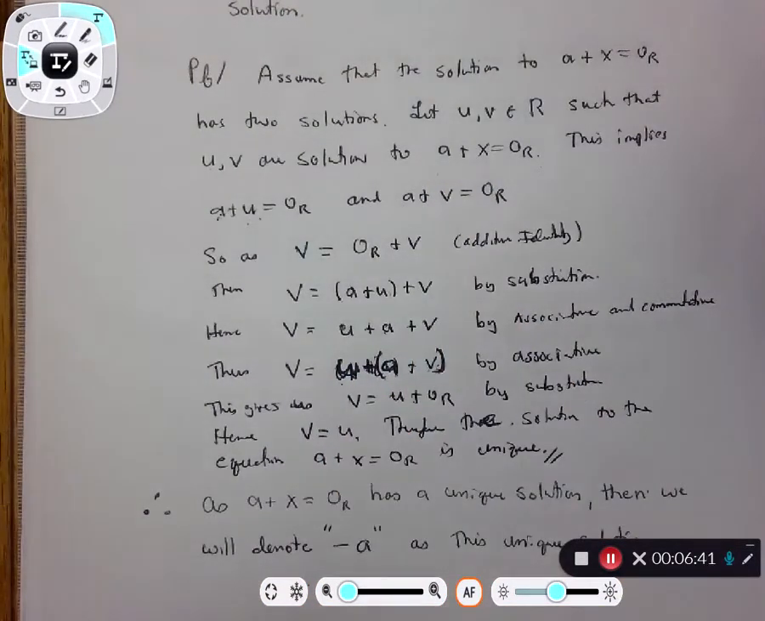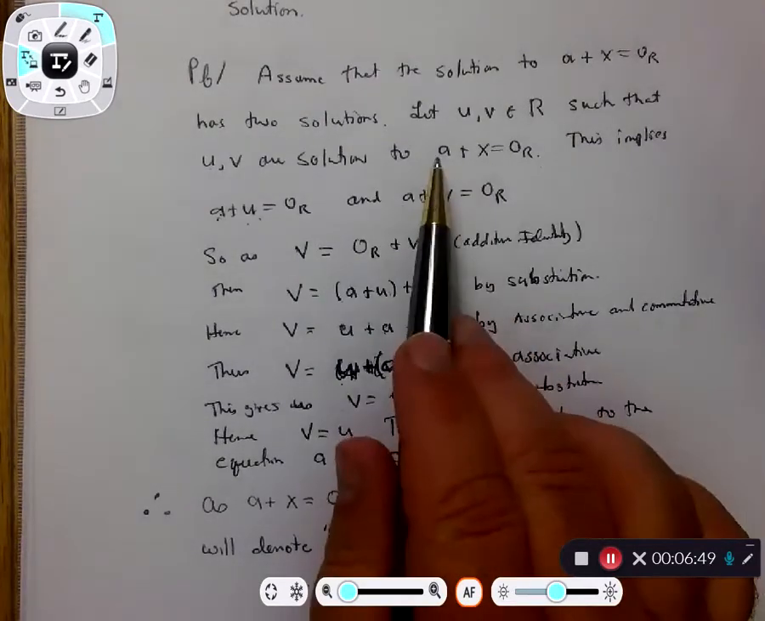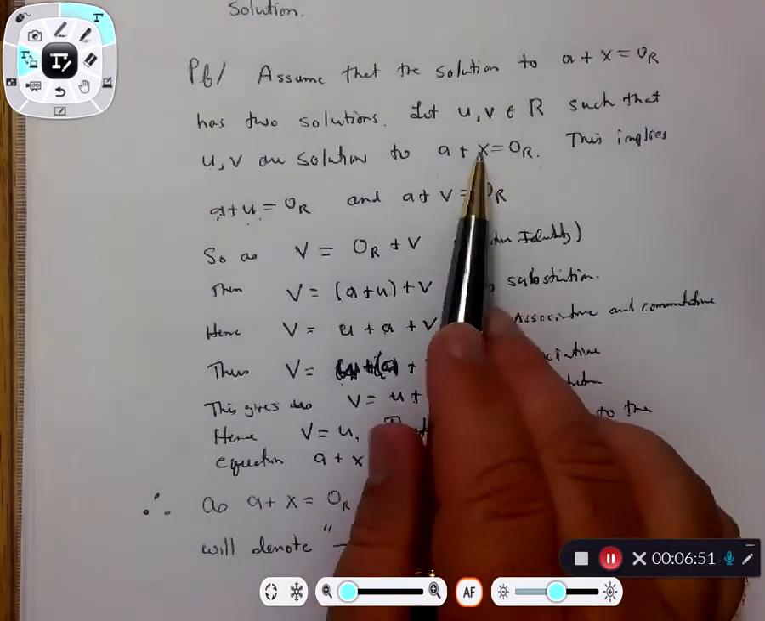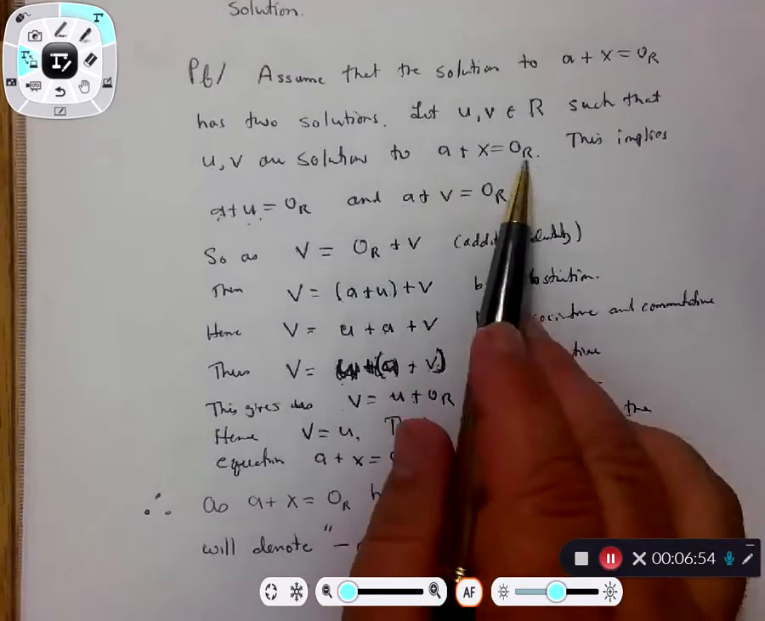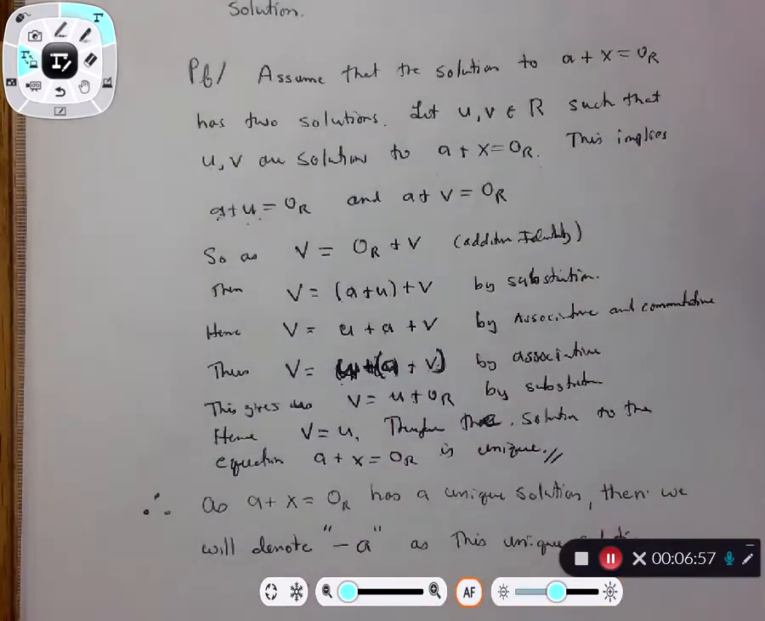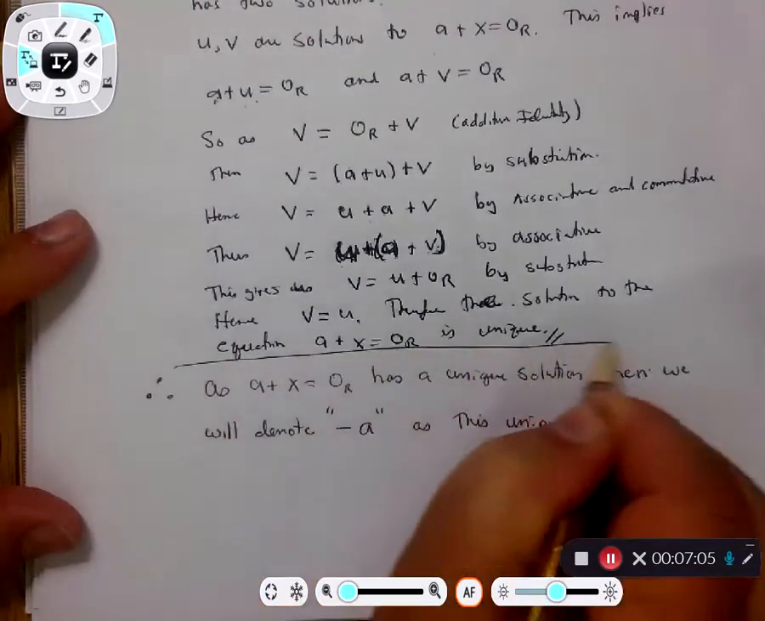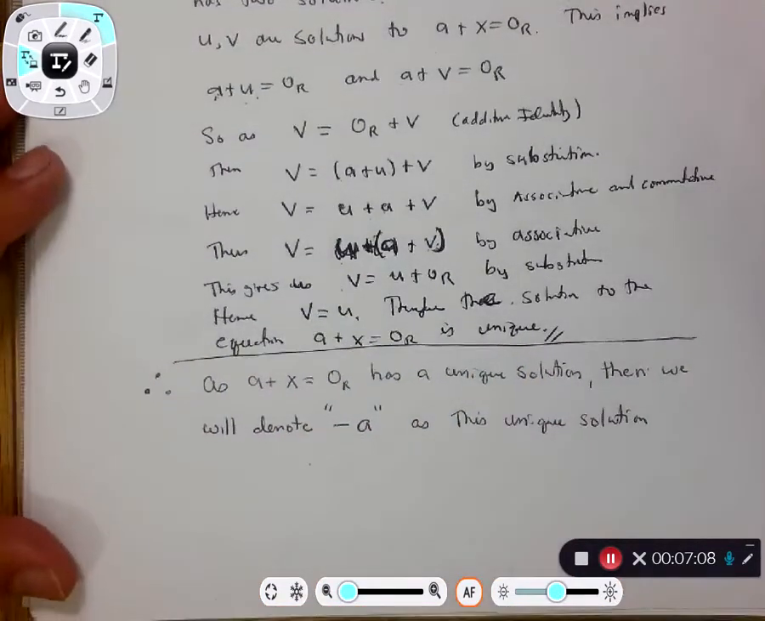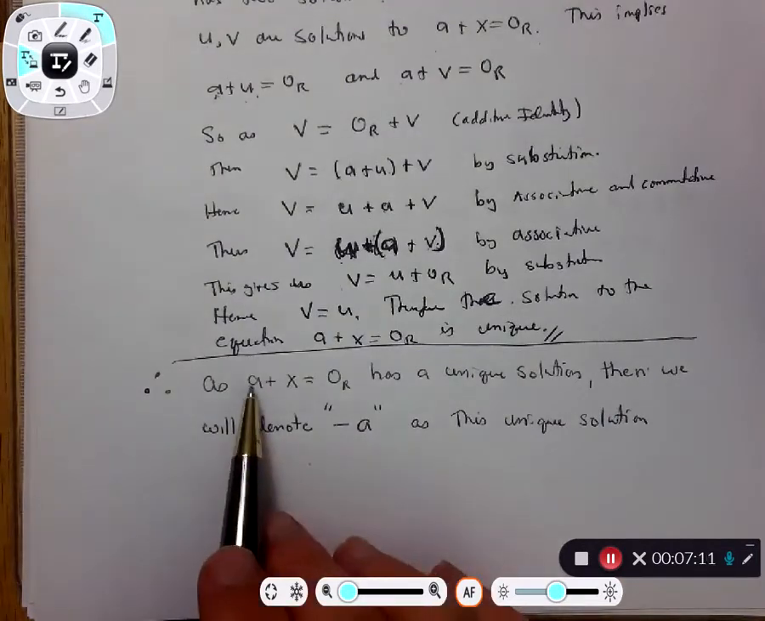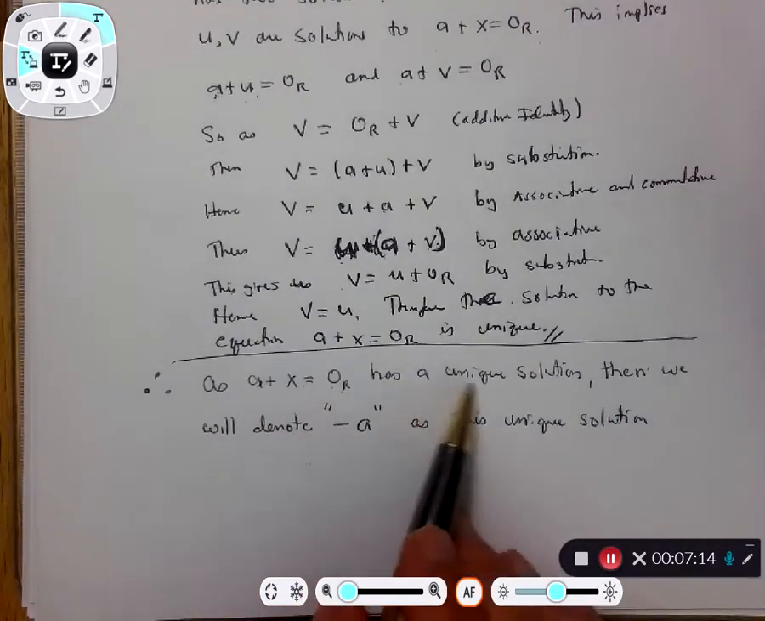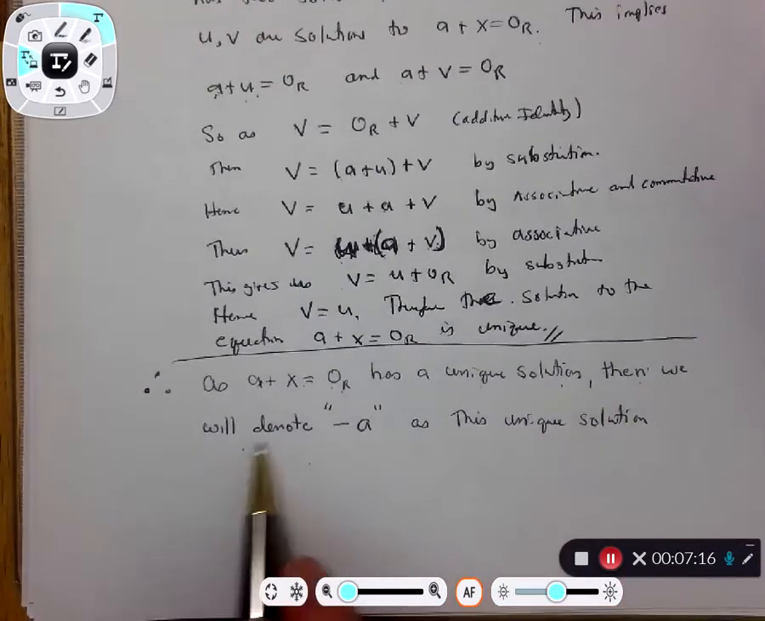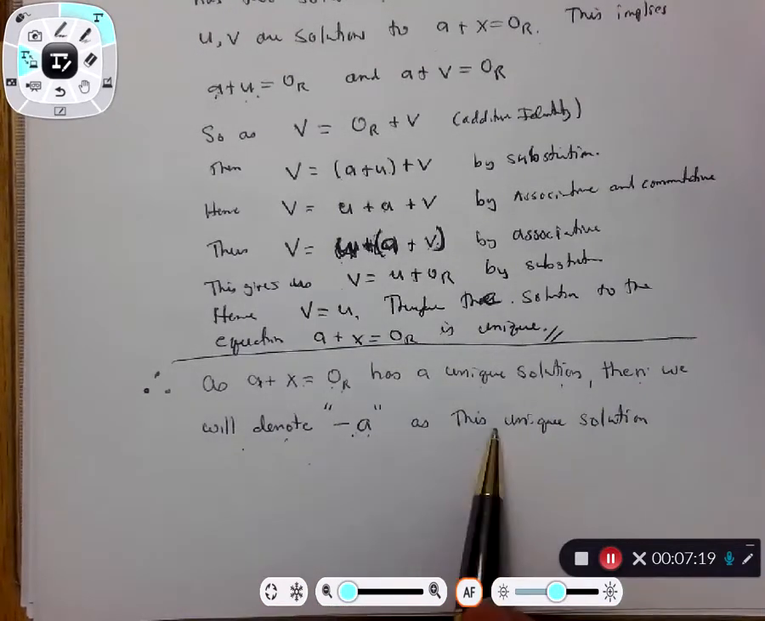Now, because there's only one, we're going to give it a special notation. What we're really trying to do with this is actually introduce the concept of negative. I mean, look at this thing. I've got A plus X equals 0 in R. You want to solve for X, you want to pretty much subtract A from both sides, but we haven't defined subtraction in the concept of rings until now. So, therefore, and just to let you guys know, three dots in a little triangular fashion is the mathematical symbol for therefore, as A plus X equals 0 in R has a unique solution, then we will denote this negative A as the unique solution.